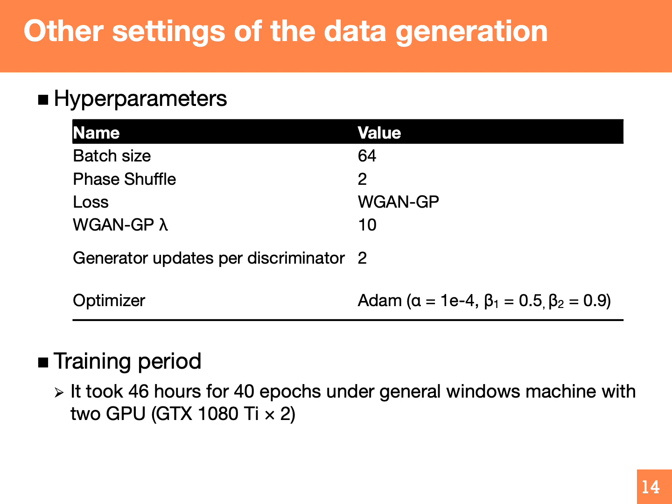In this experiment, we use the hyperparameters shown in the table. We trained the model for 40 epochs, and it took about 46 hours to finish the training. We found that we succeeded in training the model quickly using the general-purpose GPU and the PC.